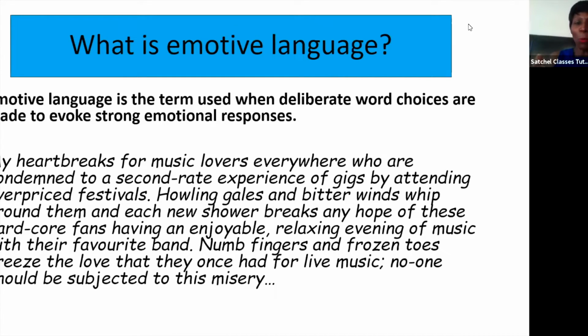So you've got these words like whipping and bitter winds, and you're talking about the weather, and this is emotive, really thinking about the environment that's not really conducive to music. Numb fingers and frozen toes freeze the love that they once had for live music. No one should be subjected to this misery. So you can see this emotive language is again showing this change of environment changes the way they feel about music. And that's really appealing to that passionate, emotional side of your audience or reader.